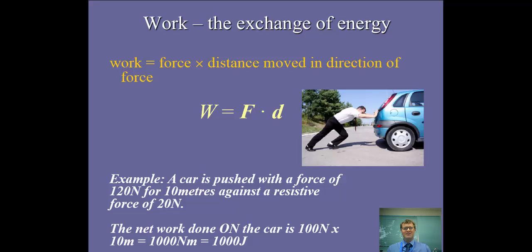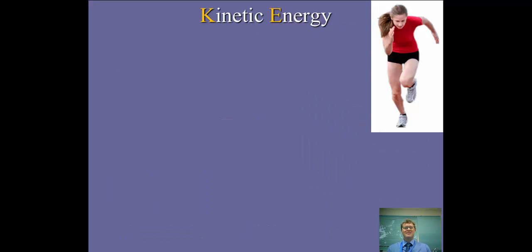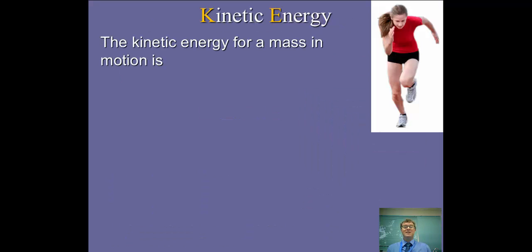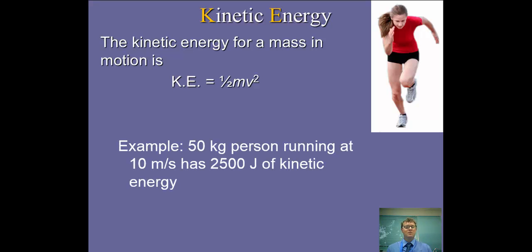So let's think about kinetic energy now. Kinetic energy is the energy from mass in motion and is calculated by half mv squared, where m is the mass in kilograms and v is the velocity in meters per second. So for example, a 50 kilogram person running at 10 meters per second has 2,500 joules of kinetic energy.